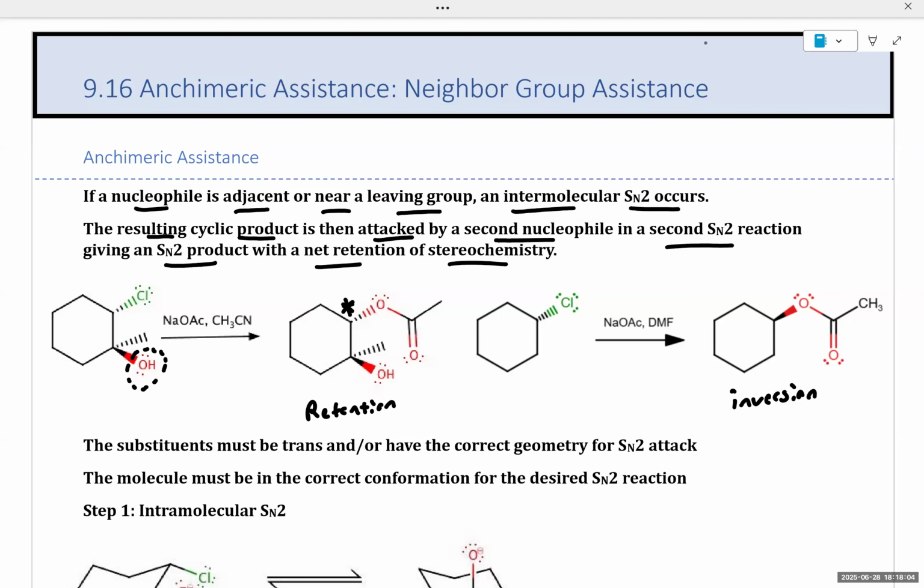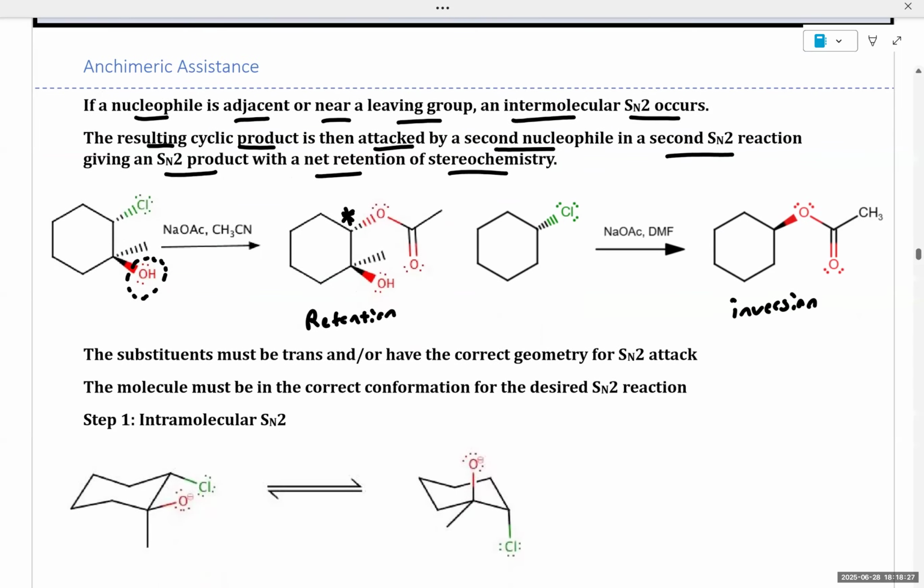This is the key signpost that anchimeric assistance is occurring because the SN2 reaction occurs with inversion of stereochemistry. The only way for you to see retention is either you're not going through an SN2 reaction, or you're getting an SN2 reaction followed by a second SN2 reaction. Two displacements yields retention. So what's happening?